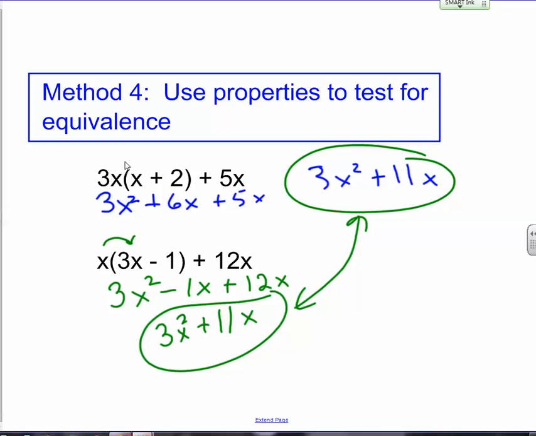Once we distributed 3x times x and 3x times 2 and then combined our like terms, for the first one we had 3x squared plus 11x. And for the second one, 3x times x is 3x squared, x times a negative 1 is negative 1x, plus 12x. Combine our like terms, and again we get the same thing, 3x squared plus 11x.